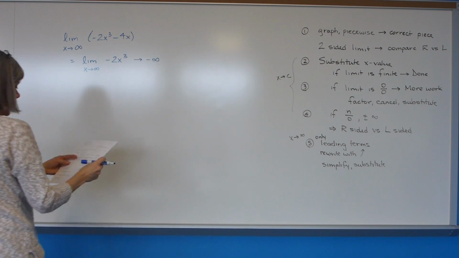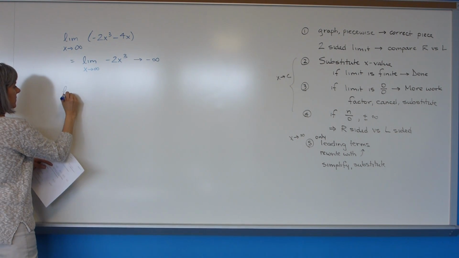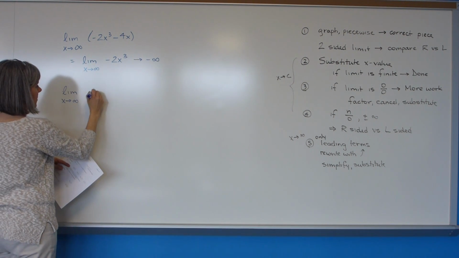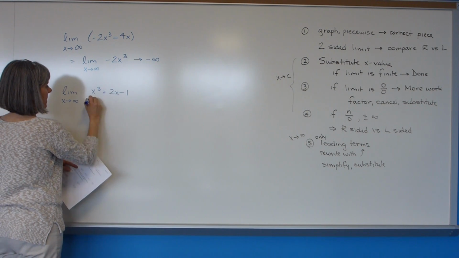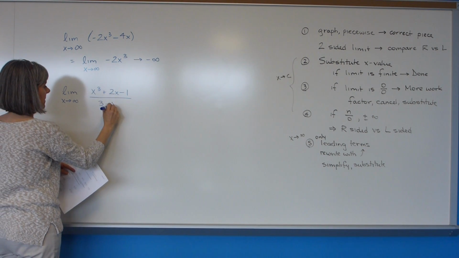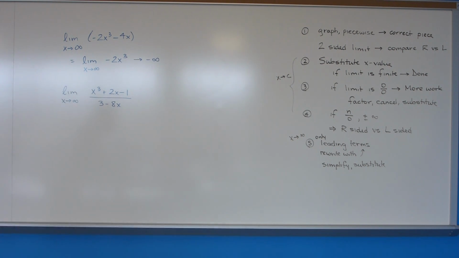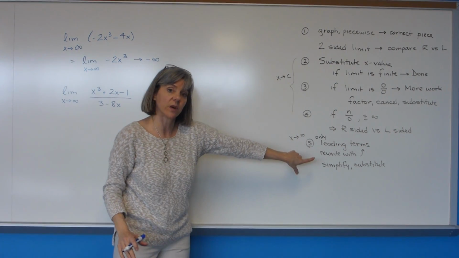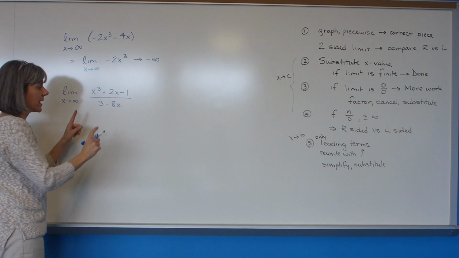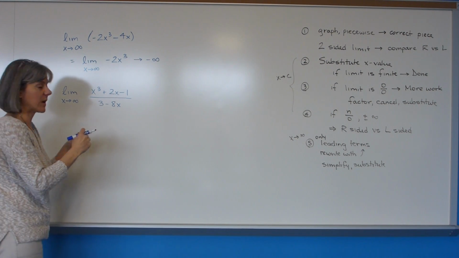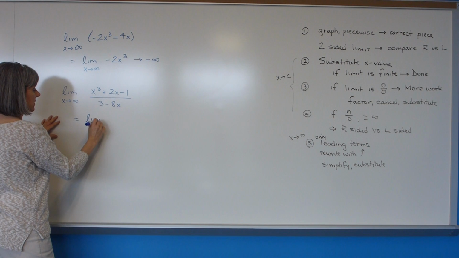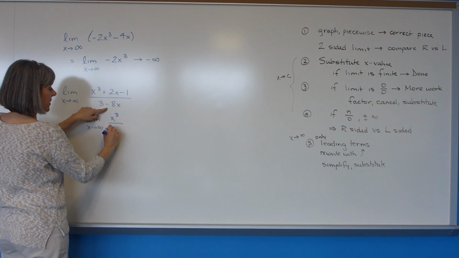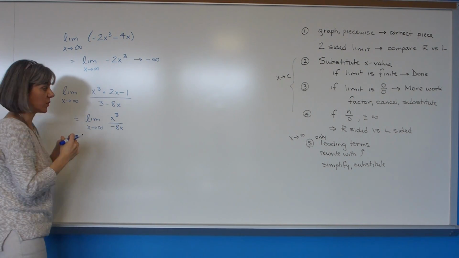Okay, let's look at this one. Limit as x approaches infinity of x cubed plus 2x minus 1 all over 3 minus 8x. Okay, this one is in the same spot. I'm looking at it as x approaches infinity, so I'm down here. I want to rewrite with only leading terms. Leading terms are not the first term. Leading terms are the term with the highest power. So this would be equal to the limit as x approaches infinity. Leading term up here is x cubed. Leading term down here, negative 8x. You have to include the coefficient as well.